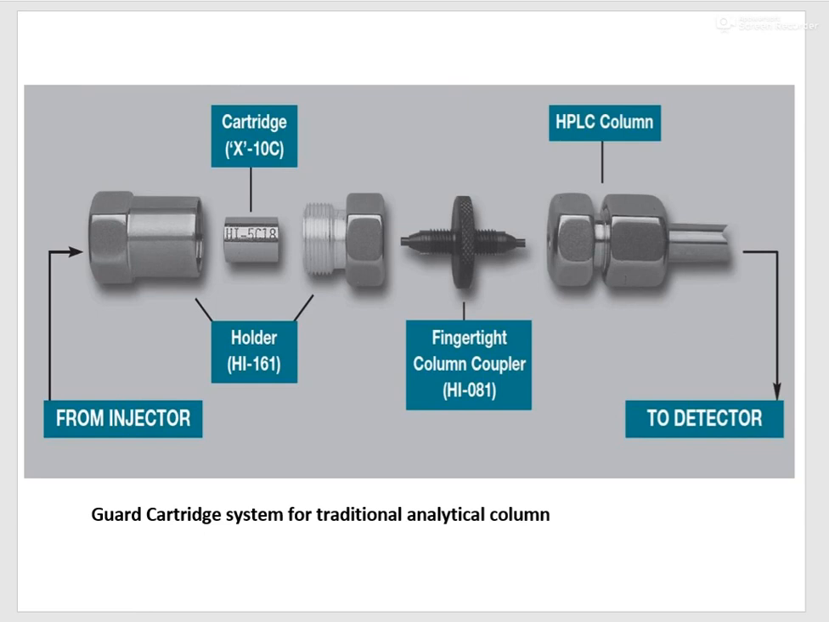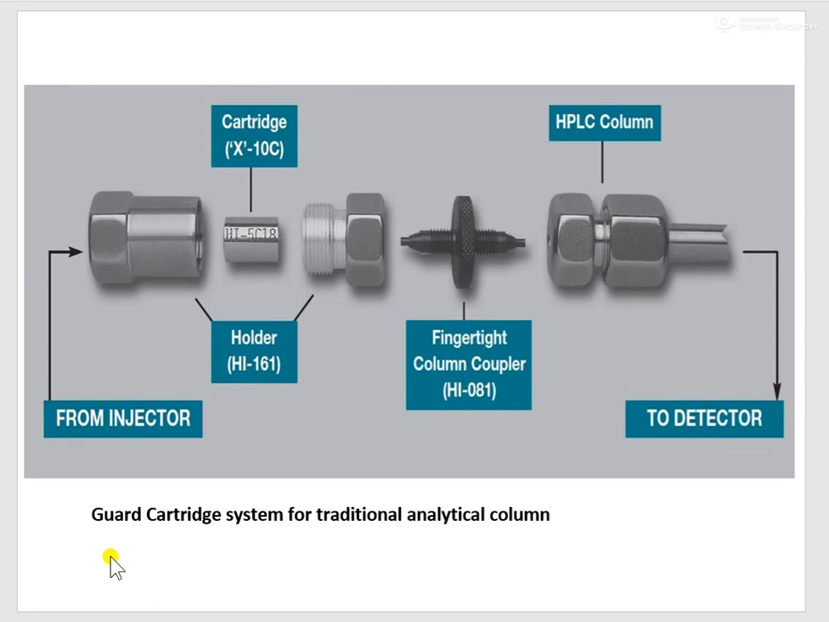the ultimate objective of using a guard column is that if any impurity is there in your mobile phase or in your sample, that can be trapped by the guard column, so it will not enter the analytical column, and you can increase the shelf life of the analytical column. The cost of a guard column is relatively less as compared to an analytical column.